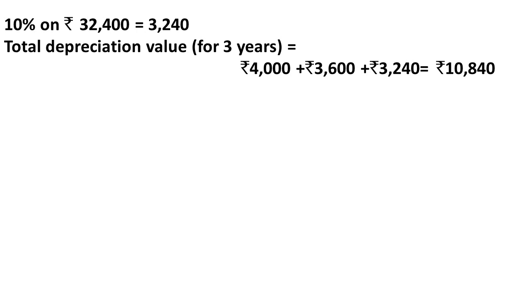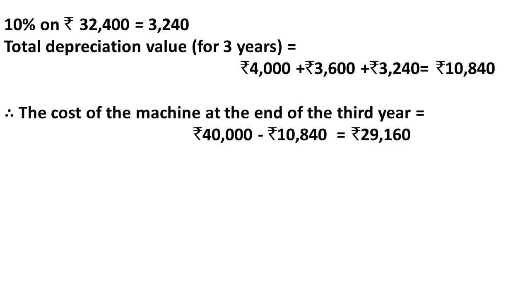Now calculate what is the total depreciation value for all the 3 years. 4,000, 3,600, 3,240. Its sum will be equal to rupees 10,840. The original cost of the machine was 40,000 and the depreciation value of all the 3 years is equal to rupees 10,840. Hence, the value or the cost of the machine at the end of the third year is equal to rupees 29,160. By this, we have completed the question number from 6 to 9.